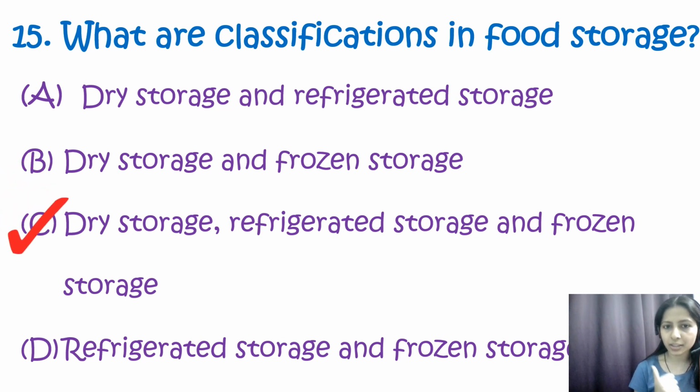So these are the primary classifications of food storage. Each type of storage is suitable for different kinds of food items, as it mainly preserves the quality and extends the shelf life of the food product. So over here option number C is correct.